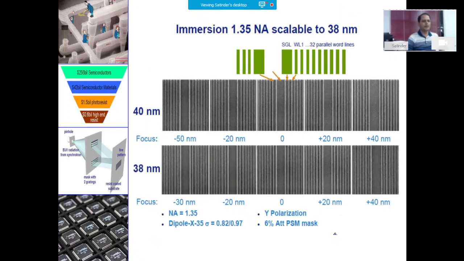So here you can see that immersion with 1.35 numerical aperture (NA) is scalable to 38 nanometer. Because of this, we are able to get 38 nanometer transistors, and these are the patterning results. Here you can see that 45 nanometer and 38 nanometer are well patterned, and due to that reason it is accepted by the industry.